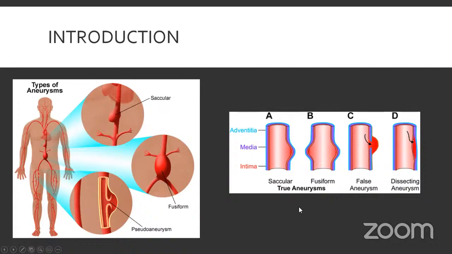As mentioned, the true aneurysm is usually dilatation of all components of the vessel wall. However, the false or pseudo aneurysm is usually only the outer layer of the vessel wall. For the true aneurysms, sometimes we have different morphologies. If we have only dilatation of one side of the vessel wall, it's termed saccular, and if we have dilatation of all sides, it's usually called fusiform.